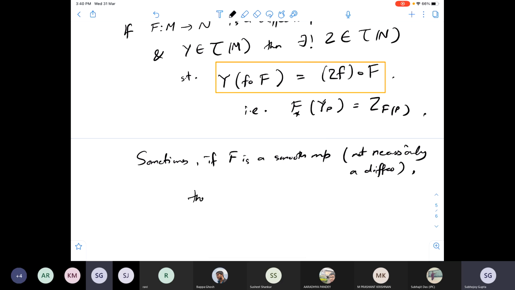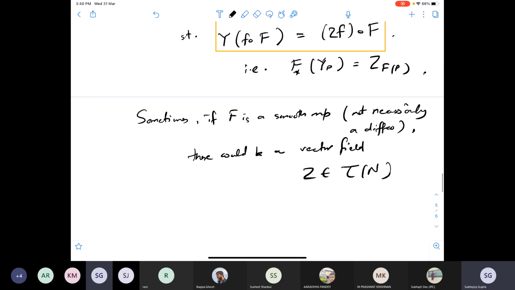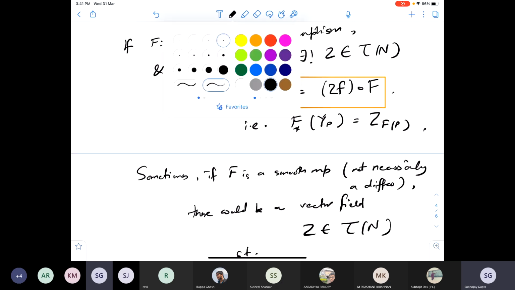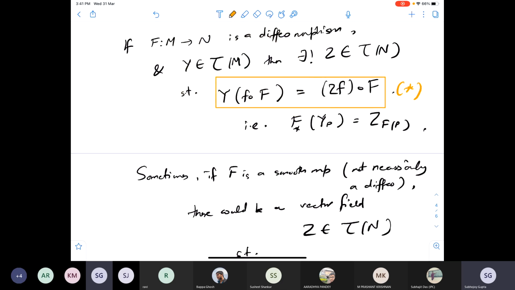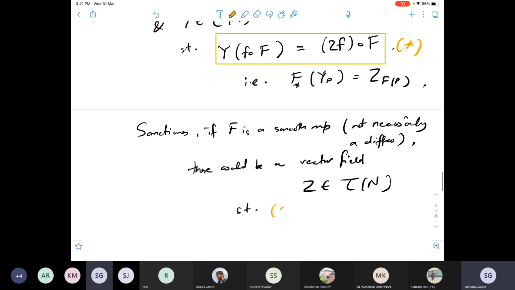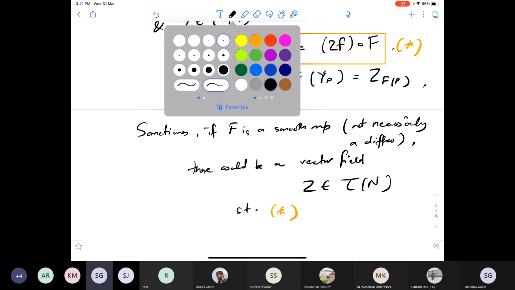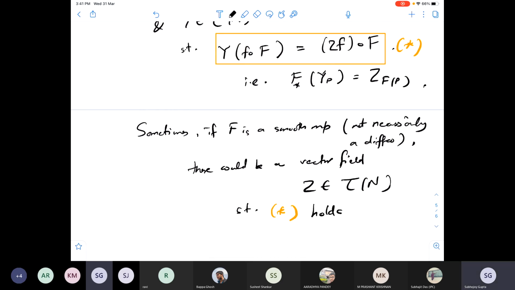So there could be a vector field Z on this target manifold that is a push forward, such that this boxed relation, let me call it star, holds.